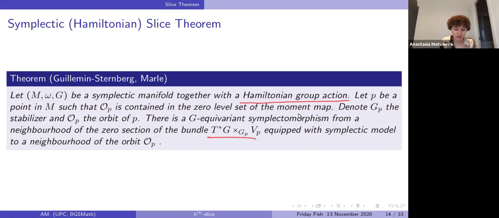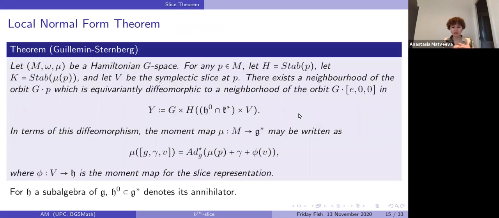The other important theorem stated by Guillemin and Sternberg is the local normal form theorem, which gives us the linearization of the group action and a nice expression for the moment map. So we are interested in this.